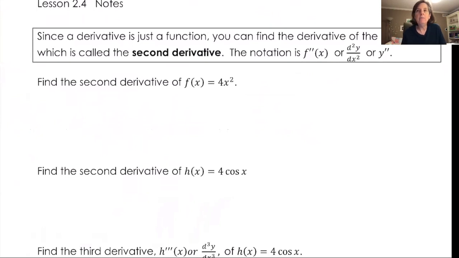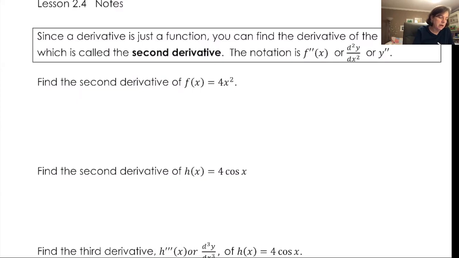To maybe give that a little bit of meaning, if you're driving a car, your speed or velocity is the rate of change of position. Then the rate of change of your speed is your acceleration. So that's a second derivative. We can keep going though. We can do third derivatives, fourth derivatives, fifth derivatives, etc. It just depends on what we need and the meaning that it has in the context of the situation.